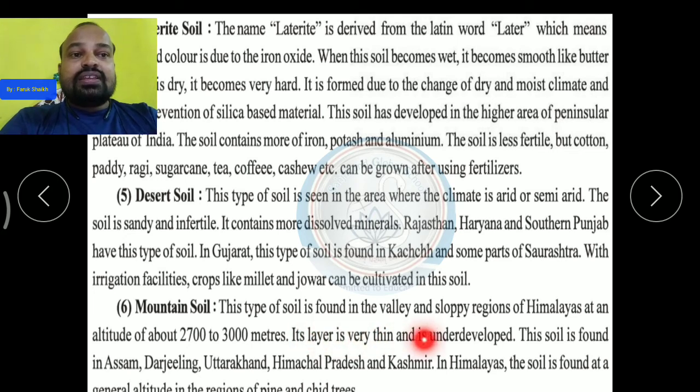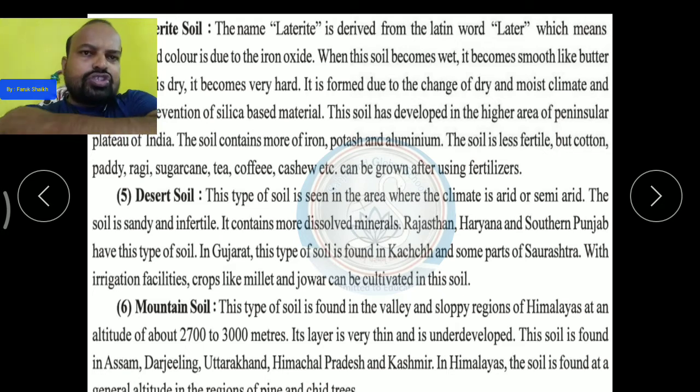Its layer is very thin and underdeveloped. The soil is found in Assam, Darjeeling, Uttarakhand, Himachal Pradesh, and Kashmir. In the Himalaya, the soil is found at the altitude of the regions of pine and cheed trees, and these trees are grown on it. The layer is not developed properly, so landslides can also happen on this type of soil. It is also not too fertile.